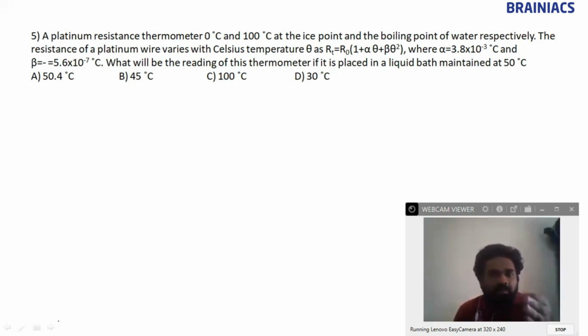Some compromises may be there in the accuracy. So based on those values, even if we put it in 50 degrees Celsius, it can read 45 maybe.